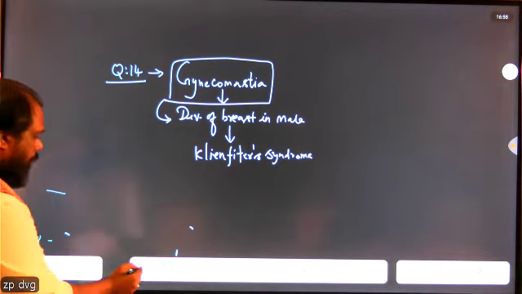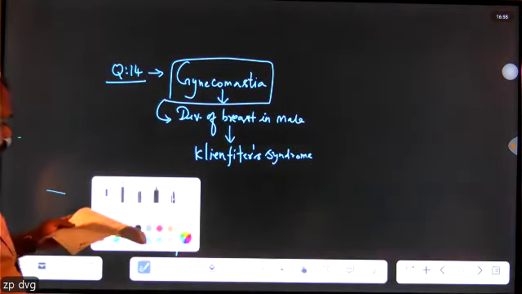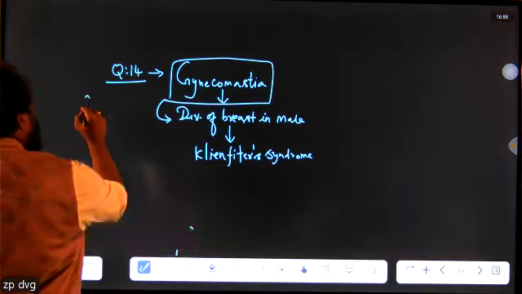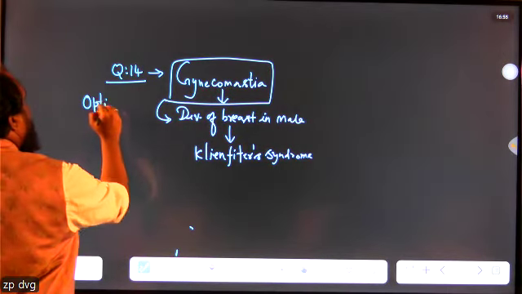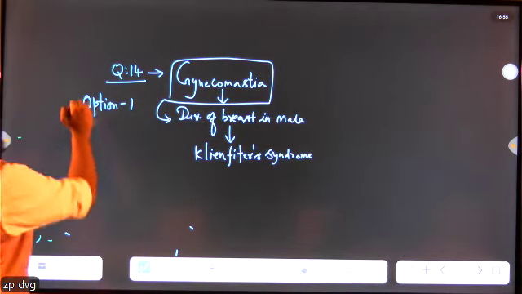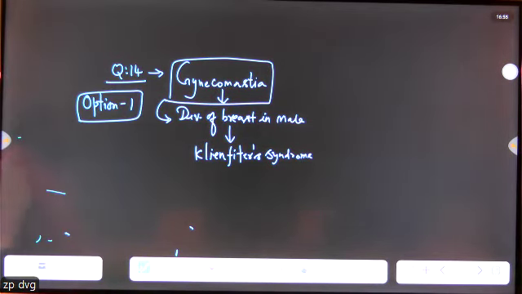So which is the correct option? So for question number 14, the correct option is option 1.